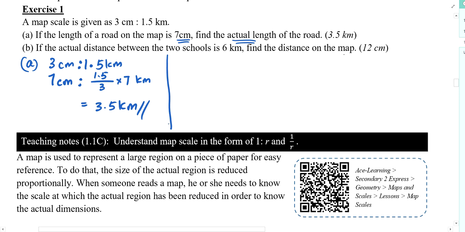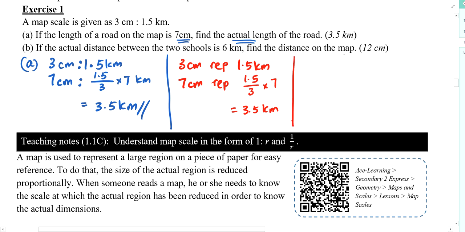I'll show you a few other alternatives. 3 cm represents 1.5 kilometers. 7 cm represents 1.5 over 3 times 7, which is 3.5 kilometers. So this is another way you can do it. Both are perfectly acceptable. So now let's move on to part B.